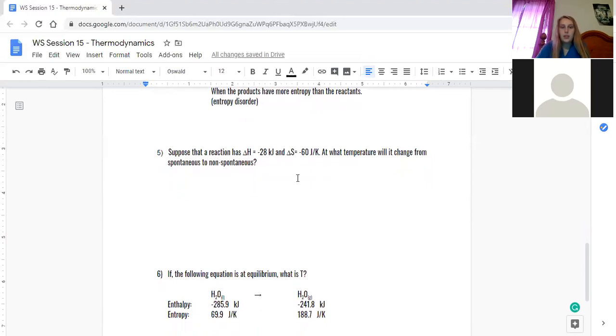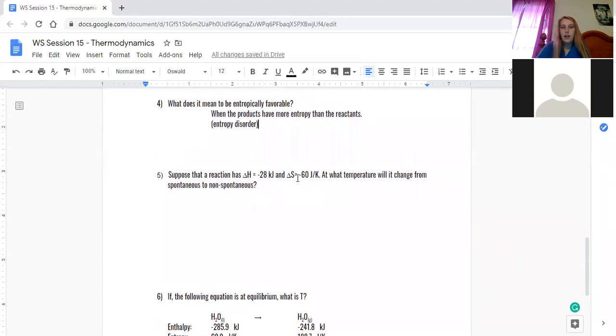Suppose that a reaction has delta H equals negative 28 kilojoules and delta S equals 60 joules per Kelvin. At what temperature will it change from spontaneous to non-spontaneous? There it is. Looking at my key here.